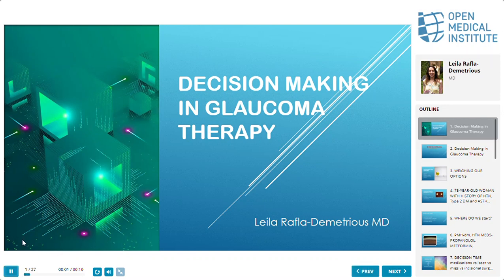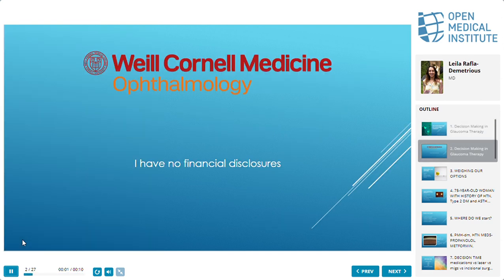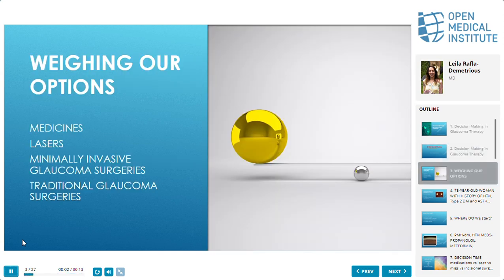We are talking now about decision-making in glaucoma therapy. So we've actually covered a lot of these questions already. So I'm just going to focus on how we treat patients, why we treat patients, and some treatment paradigms and the process, the steps that we're thinking about, okay? So we're going to be weighing our options between medicines and lasers, and then moving on to more definitive or more aggressive things like surgery with minimally invasive glaucoma surgery, and then our traditional glaucoma surgeries.